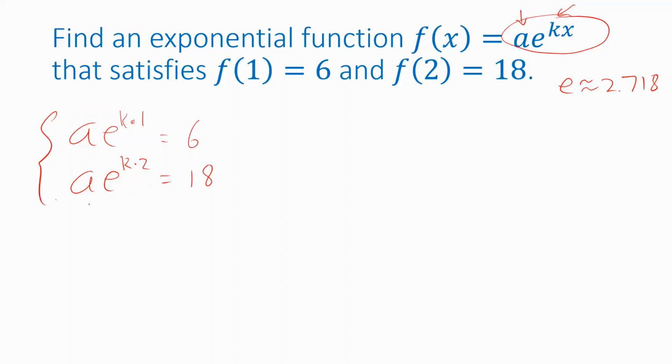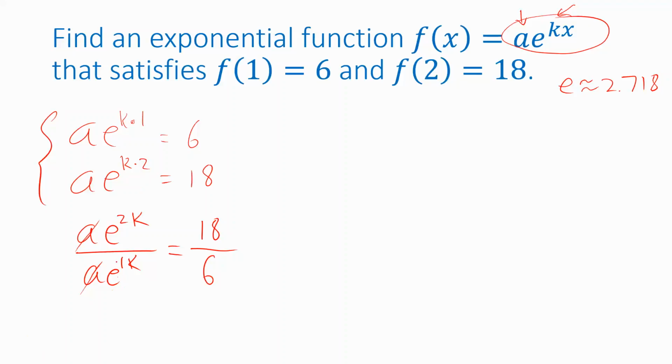Let's use the trick again where we divide one equation by the other. I'm going to take the equation with the larger exponent and put that in the numerator. So a times e to the 2k is in the numerator. a times e to the 1k is in the denominator. And of course, it's not necessary to write a 1 here, but I'm doing it anyway for clarity. On the right side, the corresponding fraction, the numerator would be 18, the denominator would be 6. And let's simplify. We can cancel a's on the left side.